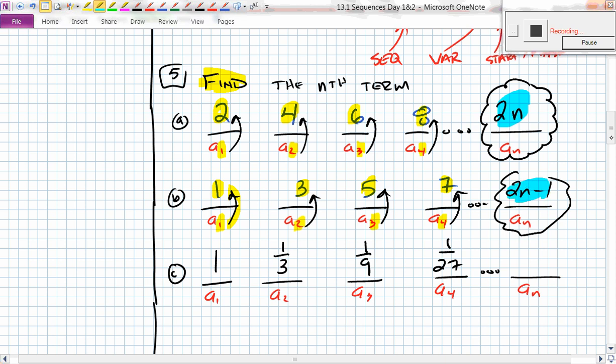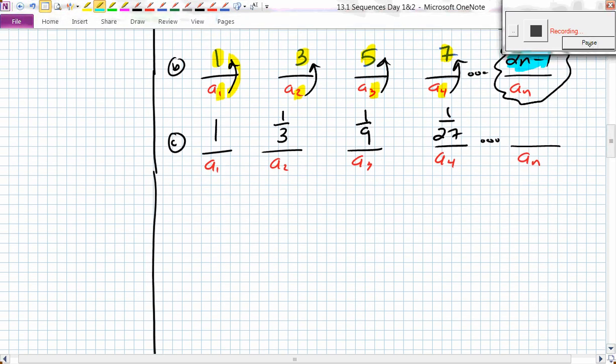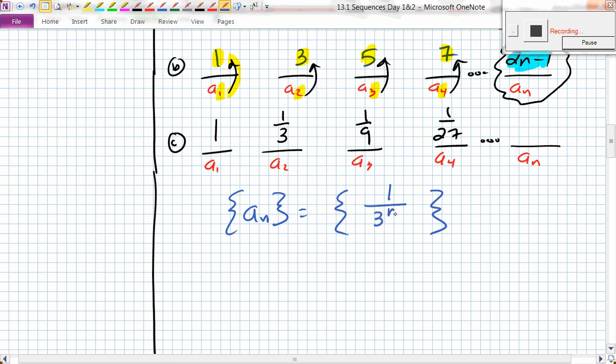All right, let's break it down for you. We're trying to find a sub n, right? And what do we notice about the numerator of all of them? It's 1. Why don't you start there? It's 1 over something. What do you notice about the denominators? They are all powers of what? 3. So why don't we just start with that? 3 to the n. Let's see if that gets us anywhere.